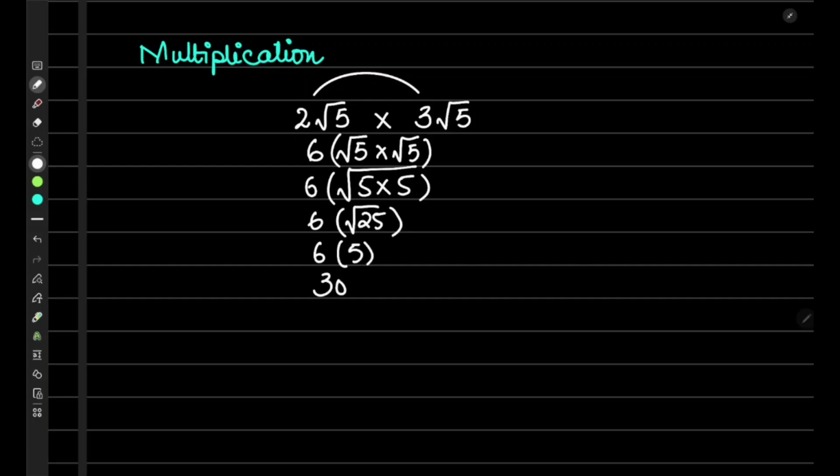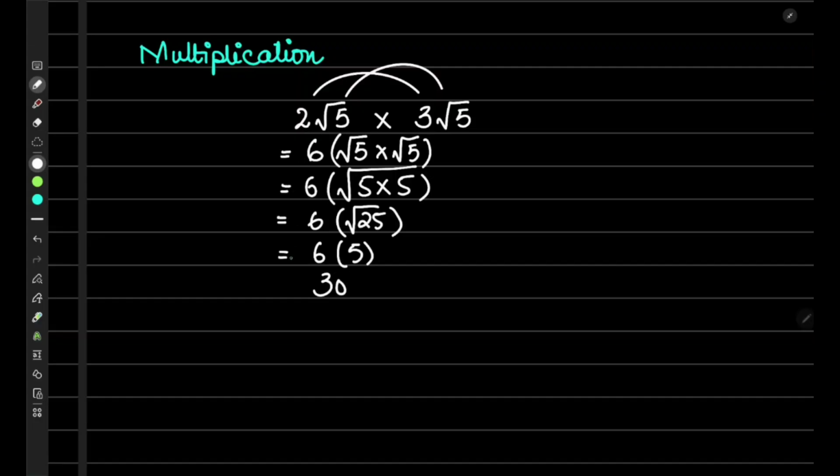This is how you can multiply two surds. Multiplying the numbers together, whenever you have a common surd and it is multiplied like this, it will give you the number itself. Root 5 times root 5 will give you 5. Root 3 times root 3 gives you 3. Root 2 times root 2 will give you 2, because the square and the square root cancel out.